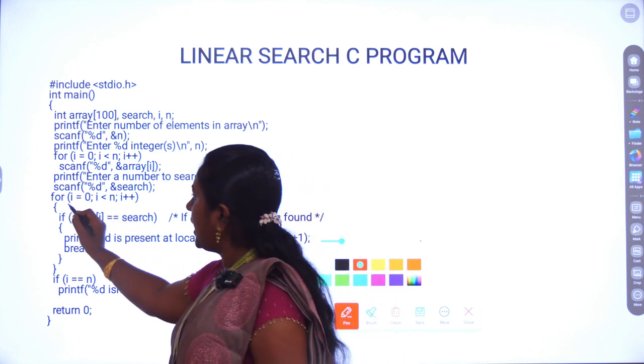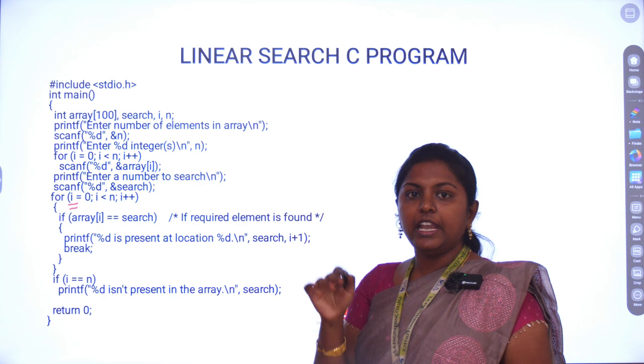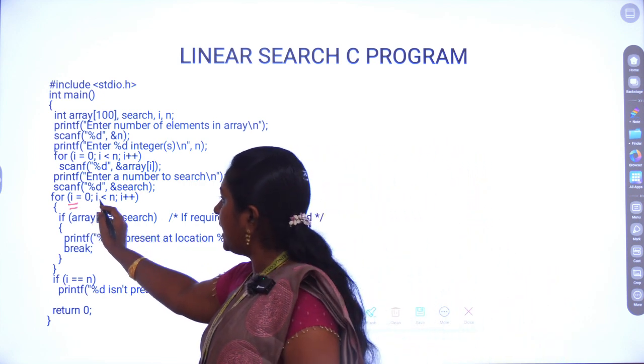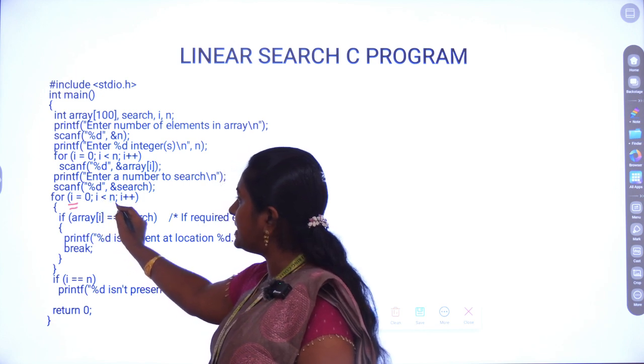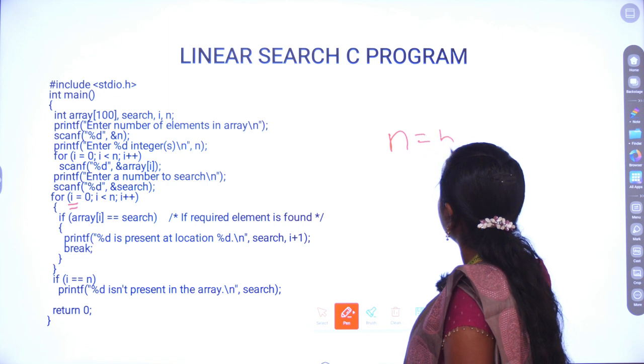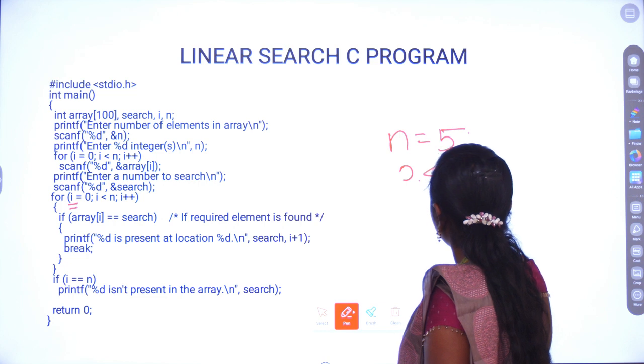Okay, first they have initialized the i value as 0. Previously we have seen that the index starts from 0. Then it checks whether i is less than n or not. In this program, the n value is 5. Now the i value is 0, and 0 is less than 5 obviously.